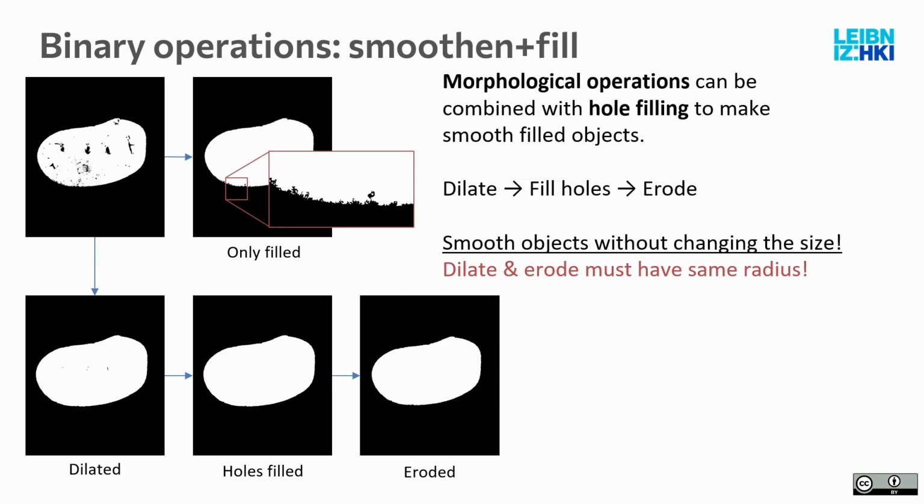Then I want to show you also a very, very useful algorithm for biological data. It's a combined smoothen and fill operation. So these here are from the kidney data.